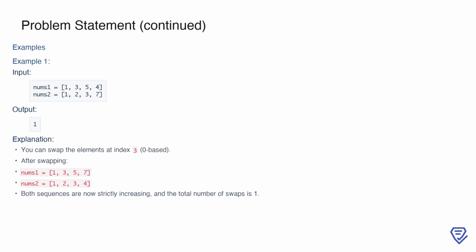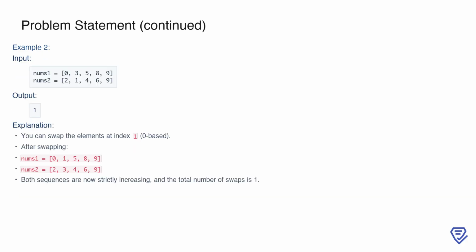Let's look at an example to understand this better. Suppose nums1 is 1, 3, 5, 4, and nums2 is 1, 2, 3, 7. In this case, the output is 1. Why is that? Well, the only swap required occurs at index 3. When we swap the values at this index, nums1 becomes 1, 3, 5, 7, and nums2 becomes 1, 2, 3, 4. After this single swap, both sequences are strictly increasing. Notice how each element in nums1 and nums2 is now greater than the one before it. This demonstrates that just one swap is sufficient to achieve the desired result.